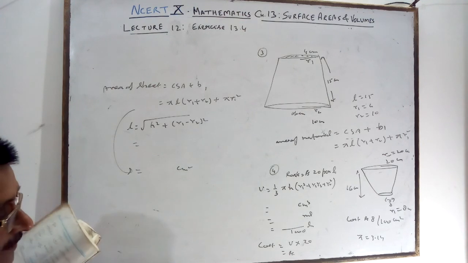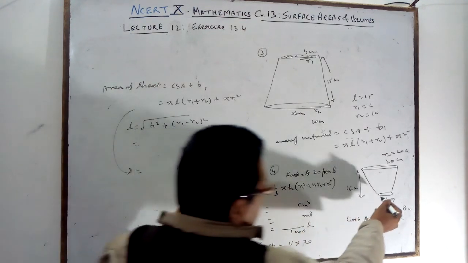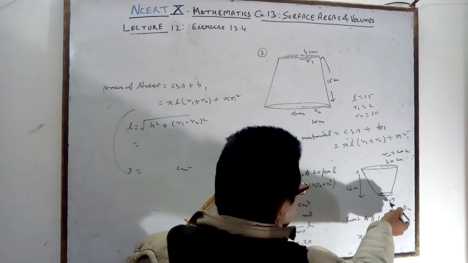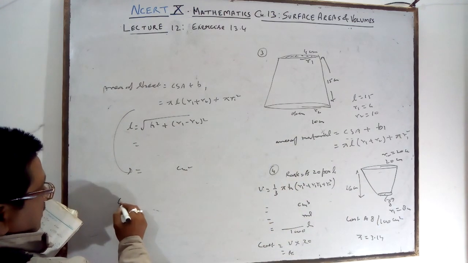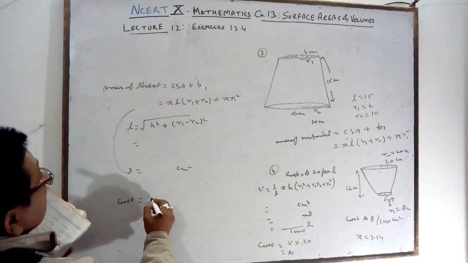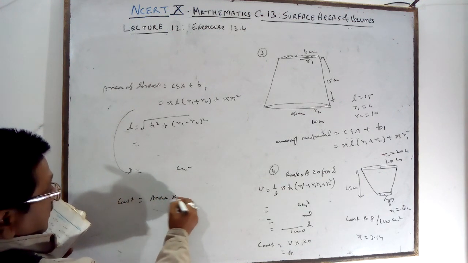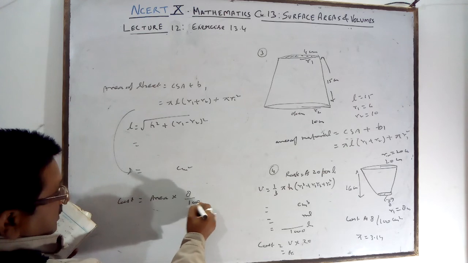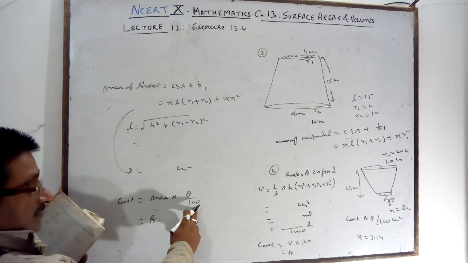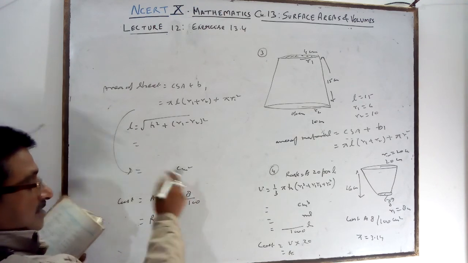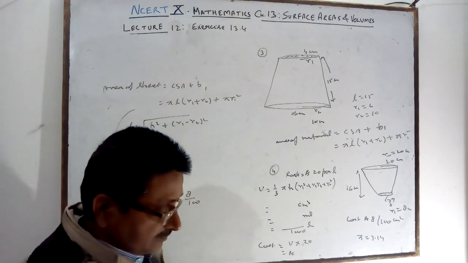Area of seat required, because it is closed, it is open. So this area plus CSA of frustum you calculate and add, then cost will be area multiplied by 8 by 100. It is in rupees, because it is not for 1 centimeter square. 100 centimeter square cost is rupees 8.